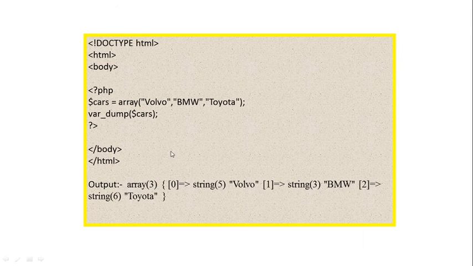Now array's index always starts with 0, so this index 0 holds a string with number of characters 0 1 2 3 4 5, so string length is 5. Next, index 1, number of characters 1 2 3, string length is 3, BMW. And next one is index number 2, number of characters 1 2 3 4 5 6, and Toyota.